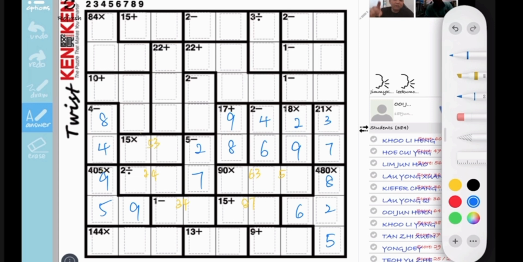And then looking at the last row, to get the 9 plus, we only have 7 and 2 because we cannot use 5, 4 and 6, 3. So we have a 2 in the second last column. So here must be 7, here must be 2.